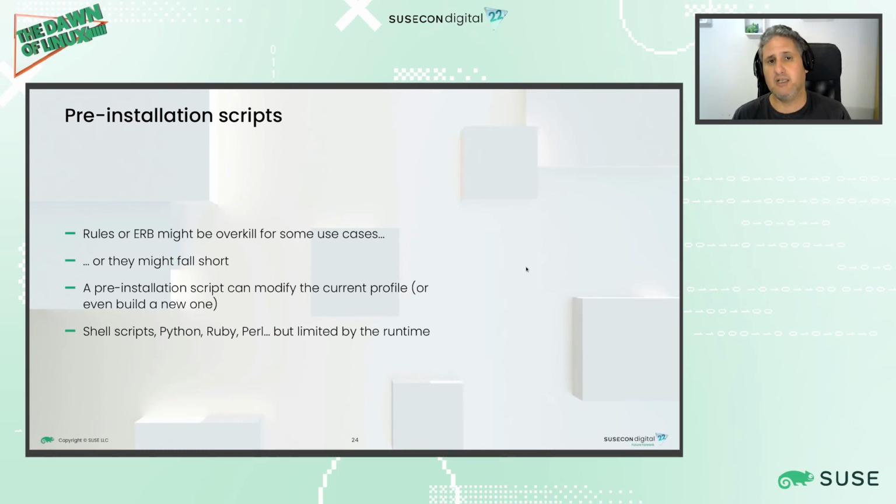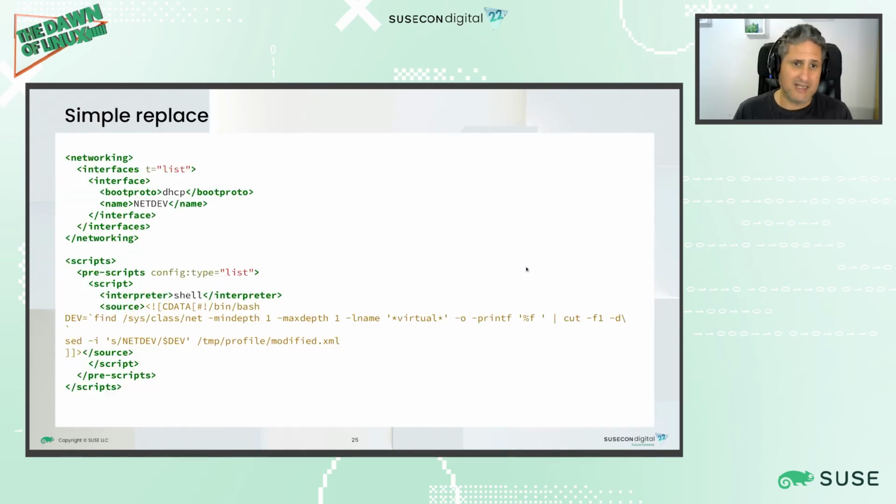But if you want, you can use Python, Ruby, Perl, and you can do more complex things. Anyway, you are limited somehow by the libraries that you have installed in the installation media, sorry. So the installation media contains the libraries you need, you can use them, but if they are not there, you might need to patch or to remaster the installation media. So, well, pre-installation scripts are a nice way to do simple things, in my opinion. Let's see a few examples.